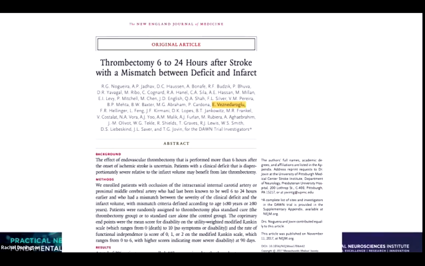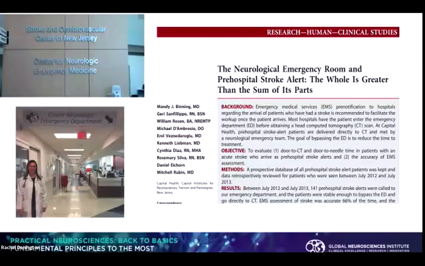Timing is another issue. We really used to think about 3 hours, 4 hours. We're not worried about that anymore. This is a landmark paper that we were fortunate to be part of, the DAWN trial, that showed that up to 24 hours, which we've known for a long time, we can help change the outcome, and not just say, well, sorry, it was 4 hours from your last symptom, there's nothing we can do. So really what we have to start doing is thinking differently, using our technology.